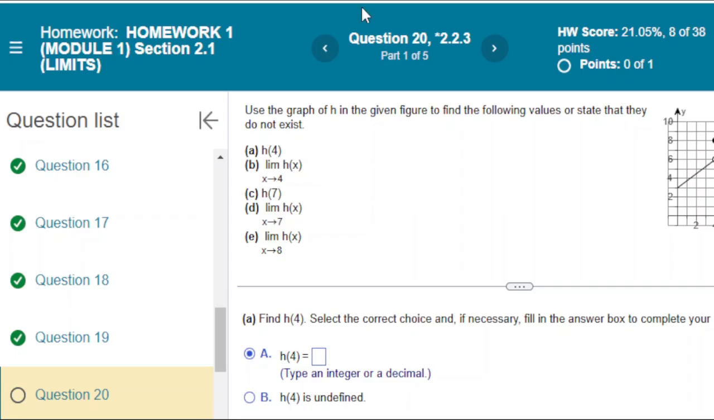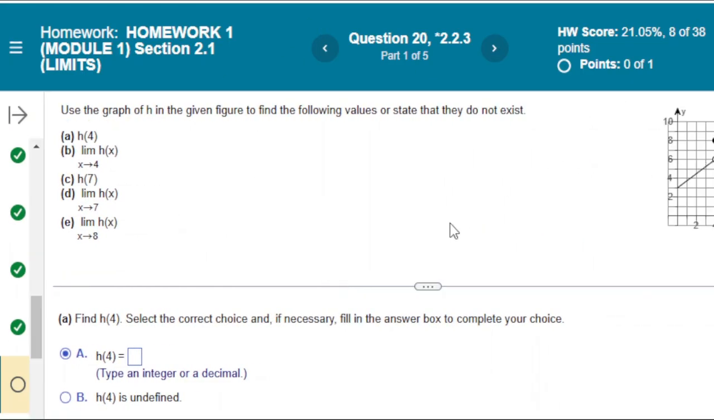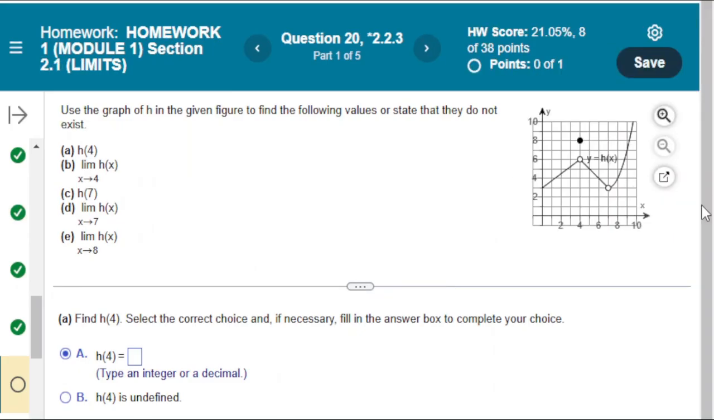Okay, for this next one here, we have a graph. Let me scoot this over so we can see the graph a little bit better. Use the graph of this function h in the given figure to find the values or state that they do not exist. So what is h of 4?